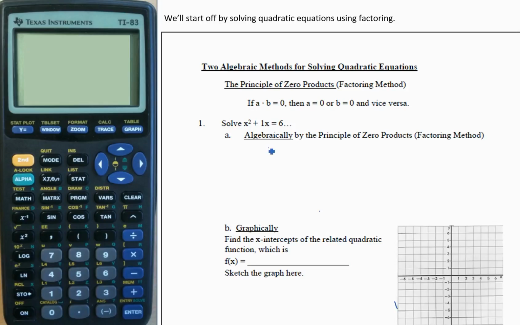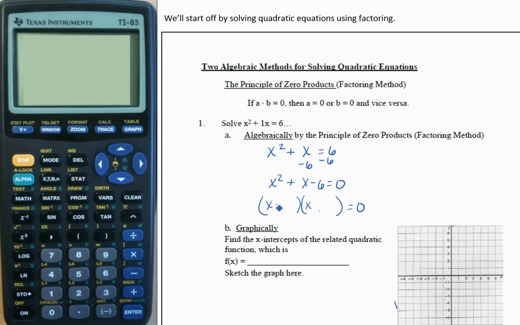So we want to solve x squared plus x equals 6. Now what we need to do is get everything on one side. So we're going to subtract 6 from both sides. And what we want to do is write this as two factors. Now to do this, we need to think of two numbers that multiply to get -6 and add to get 1.